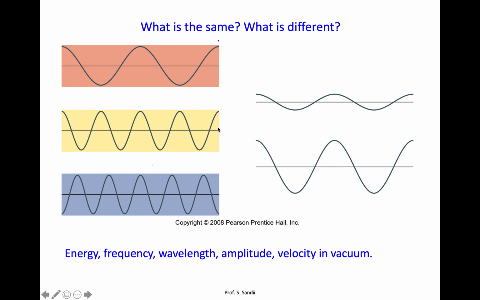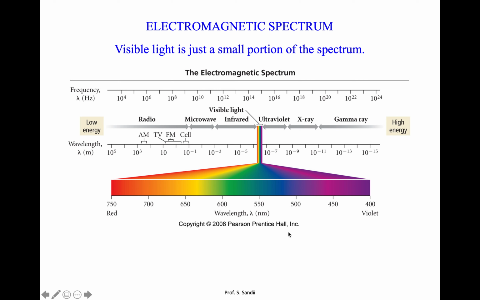And we compare these others here in terms of energy, frequency, wavelength, amplitude, and velocity or speed in vacuum. A reminder, the electromagnetic spectrum, we're familiar with it. Visible light is just a small portion of the spectrum. Intuitively or from experience, we know that different radiations have different energy. We know that gamma rays are higher in energy than radio waves, for instance.